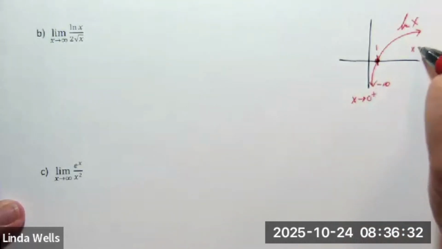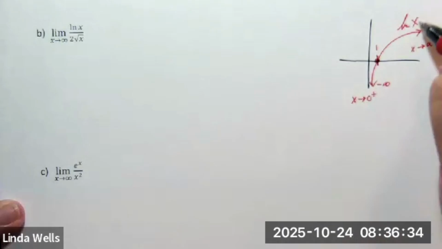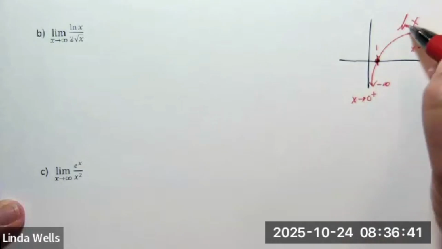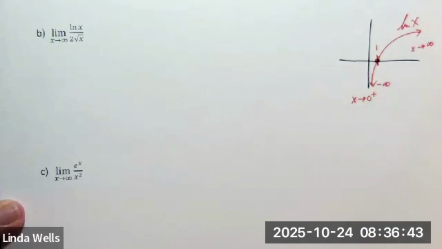As x approaches infinity, what does Ln of x approach? Where is this going? As we go further and further right, what's the y value doing? It's increasing very slowly eventually, but it is increasing to infinity eventually.